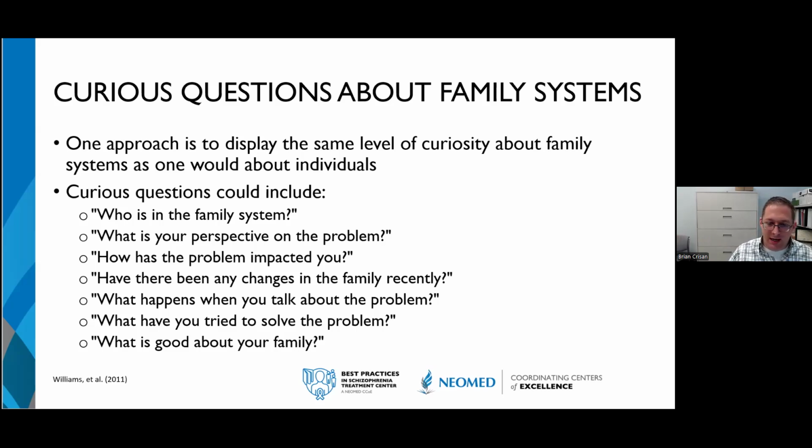How's the problem impacted people? Have there been any changes? I mean, you can look at these questions, but these questions really just form the basis of curiosity. Apply that to families.